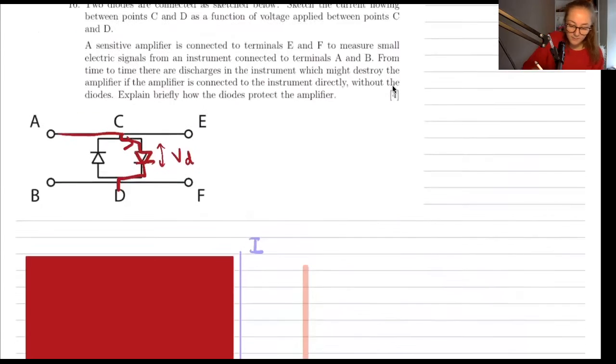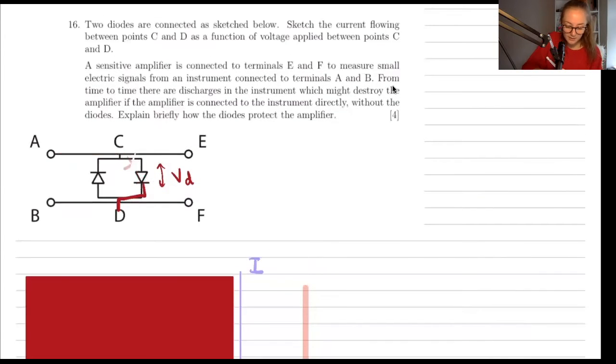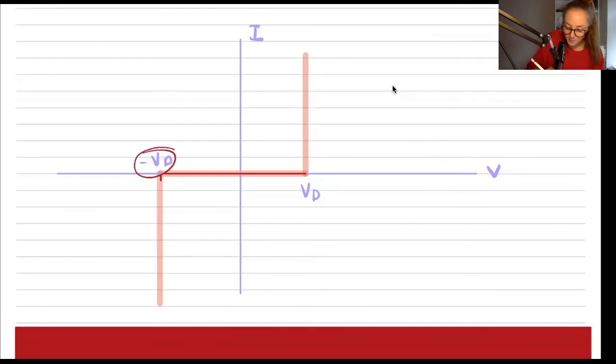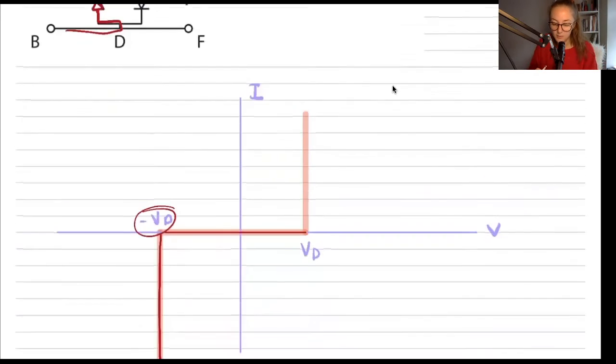And then if we think about an opposite voltage being applied so that we have negative VD, then what's going to happen is the current is going to flow this way and go through the other diode. So the negative side of our graph will look like this. So between these 2 threshold voltages, so until it exceeds minus VD, then no current will flow. And then at that point, we will get a current in the opposite direction flow.